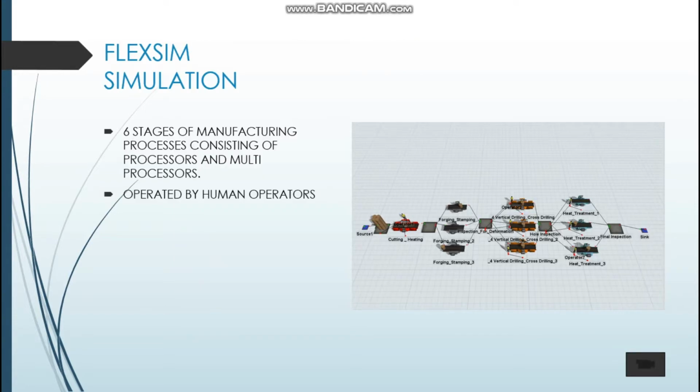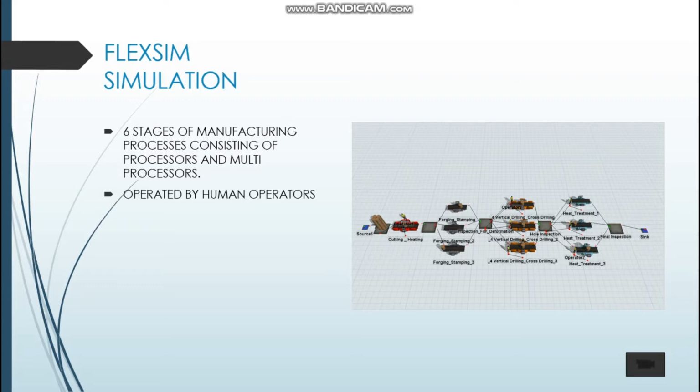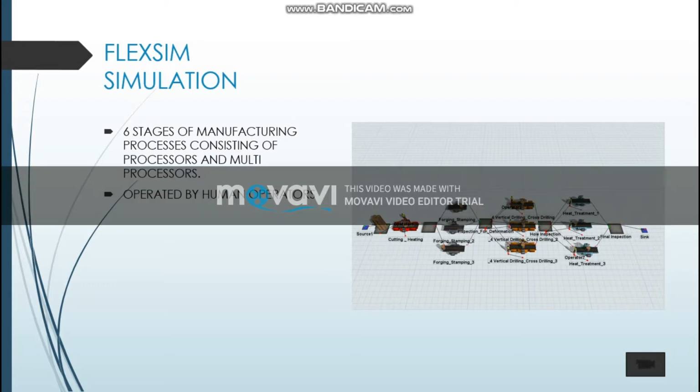My name is HAREEN, and today I'll present to you the FlexSim simulation of the project. In our model that we use in FlexSim software, it consists of 6 stages of manufacturing processes, and each of them consists of processors and also multi-processors, and the whole plant is operated by human operators.